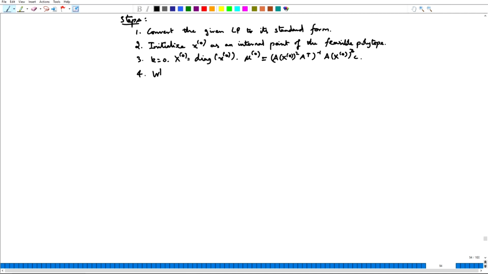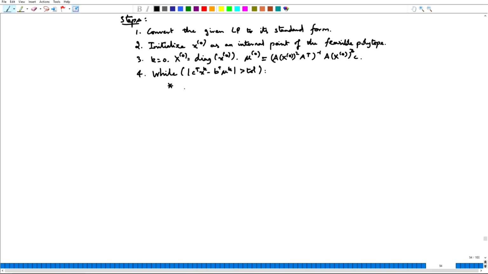Now, while modulus of C transpose x k minus b transpose mu k is greater than tolerance. Okay. So, you can see that if it turns out that C transpose x 0 minus b transpose mu 0 is less than or equal to tolerance, we can stop there. Okay. Fine. So, here we will write down whatever we had initially.